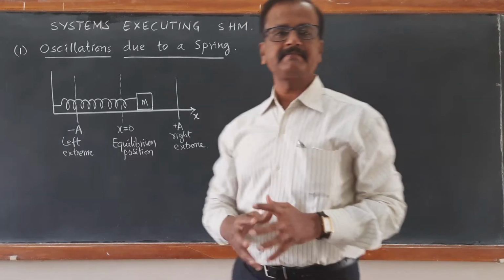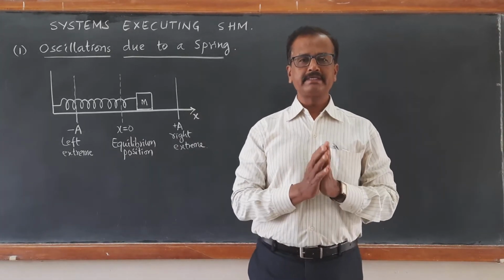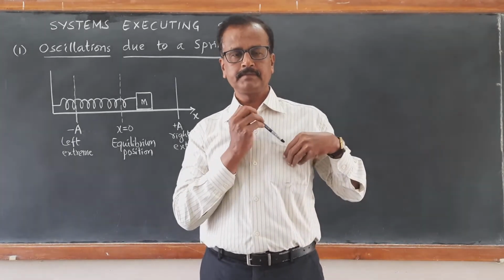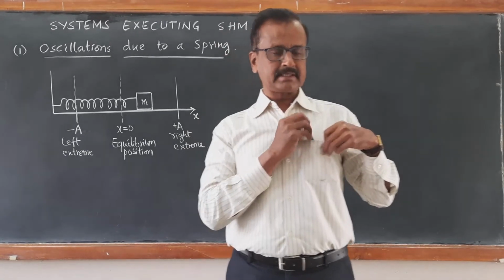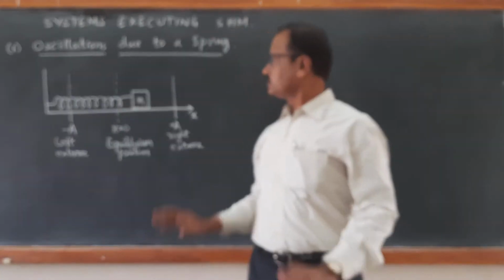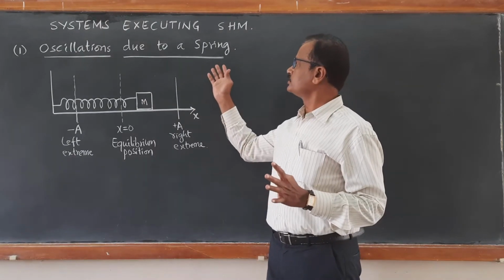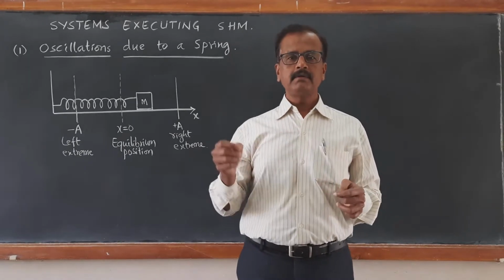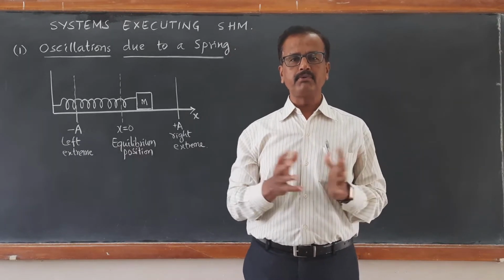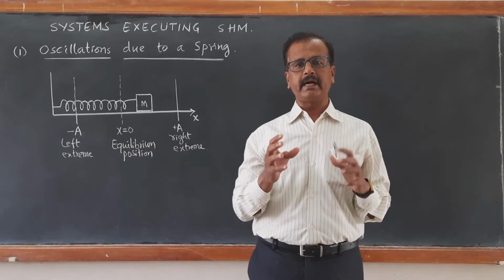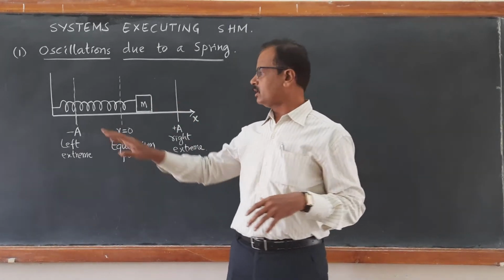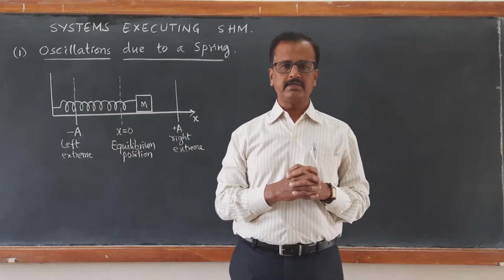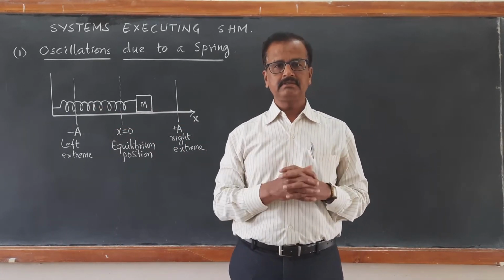Good morning, cadets. Now we are going to discuss the systems which execute simple harmonic motion. As we have been discussing the examples, there are two: one is the oscillations due to a spring, and the second is oscillations due to a simple pendulum. We are going to prove that the oscillations due to a spring attached with a load of mass m on a frictionless surface are simple harmonic in nature. How is it? Let us see.